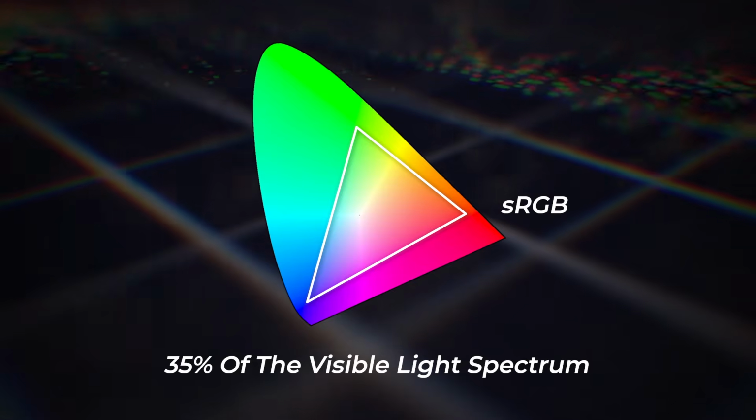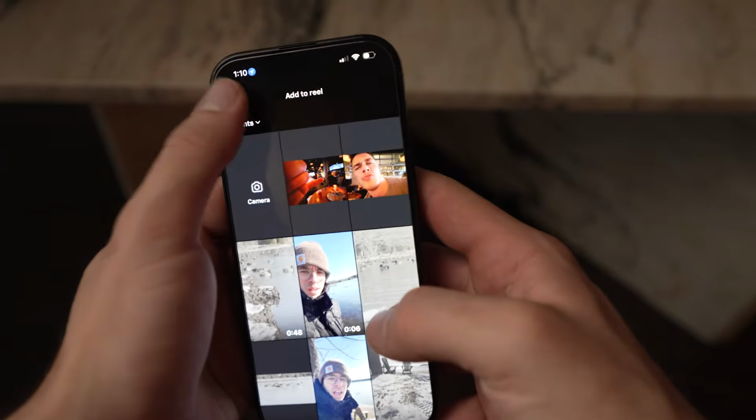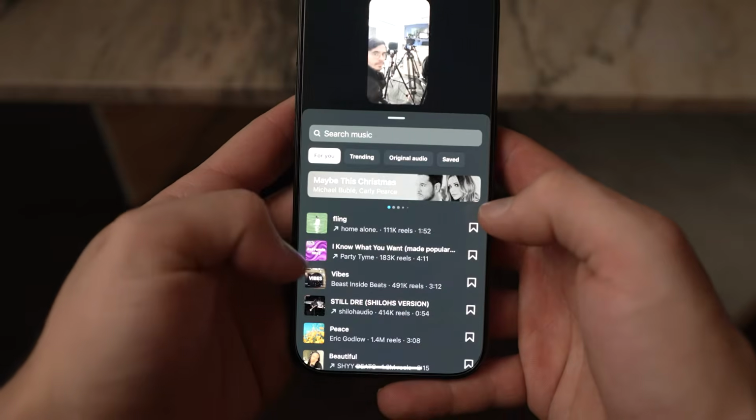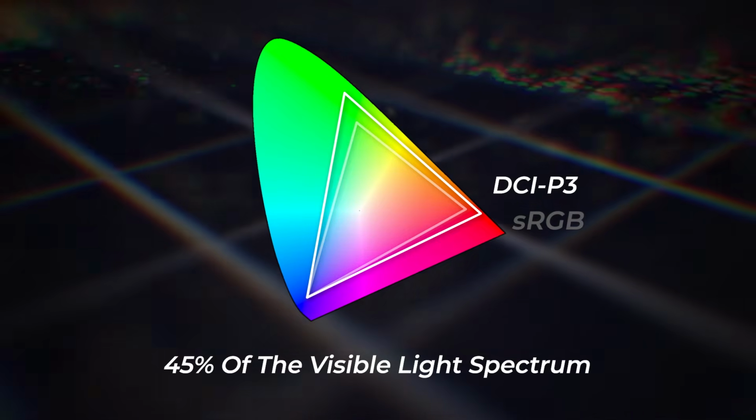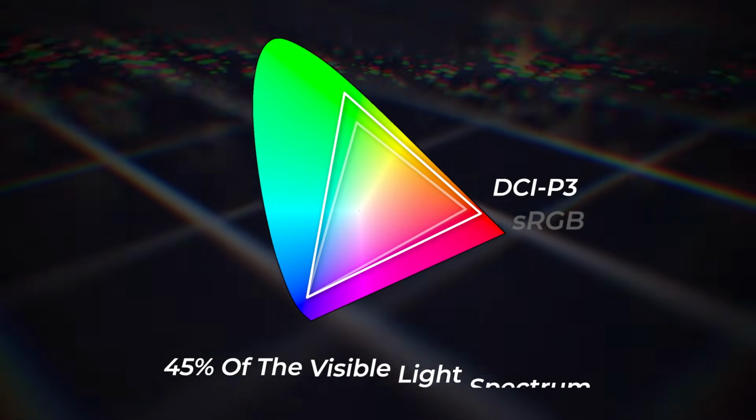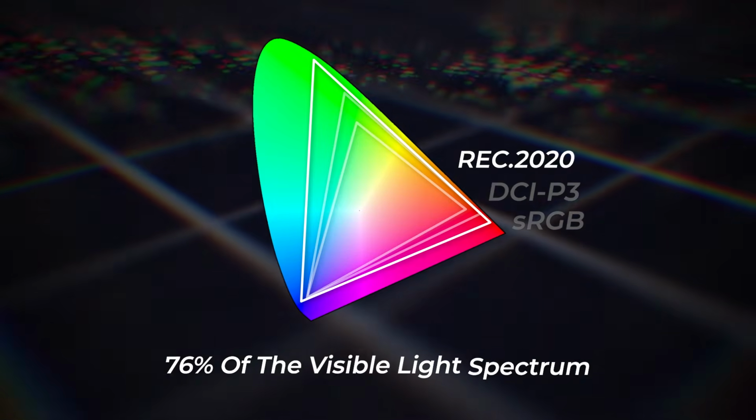If the human eye can see 100% of the visible light spectrum, sRGB only covers about 35% of the visible light spectrum. But don't freak out because, like I said, all monitors, laptops, and cell phones are displaying the image at sRGB anyways. And whenever you upload your video to the internet, let's say on Instagram, YouTube, TikTok, whatever, the color space of the video you exported, regardless of how you export it, will always be converted back to sRGB anyways. Then there's DCI-P3, which covers about 45% of the visible light spectrum. Rec 2020 is massive and covers about 76% of the visible light spectrum.